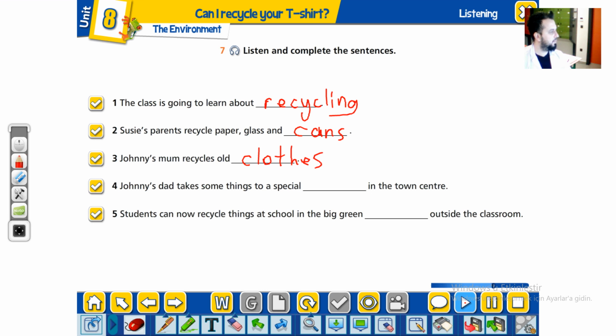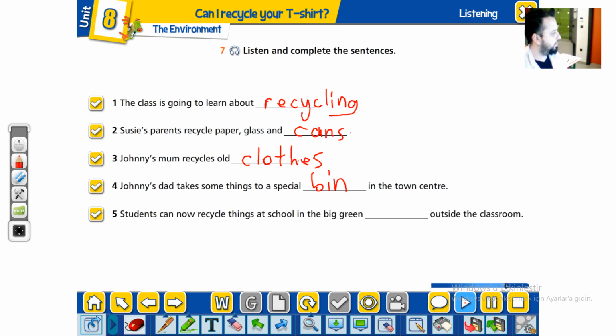Some people come and collect paper and glass from our house. But Dad takes the other things to a special bin in the town centre. Very good. His dad takes other things to a special bin. I'm going to write here, to special bin in the town center for recycling. Let's look at the last one.